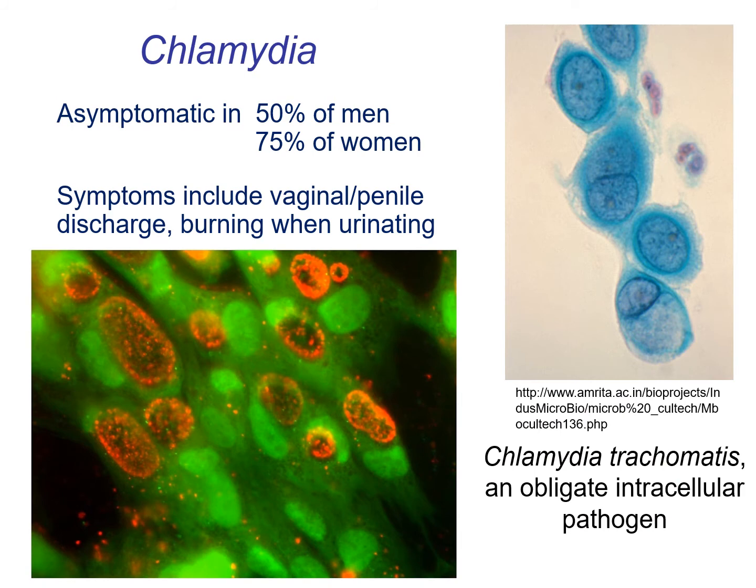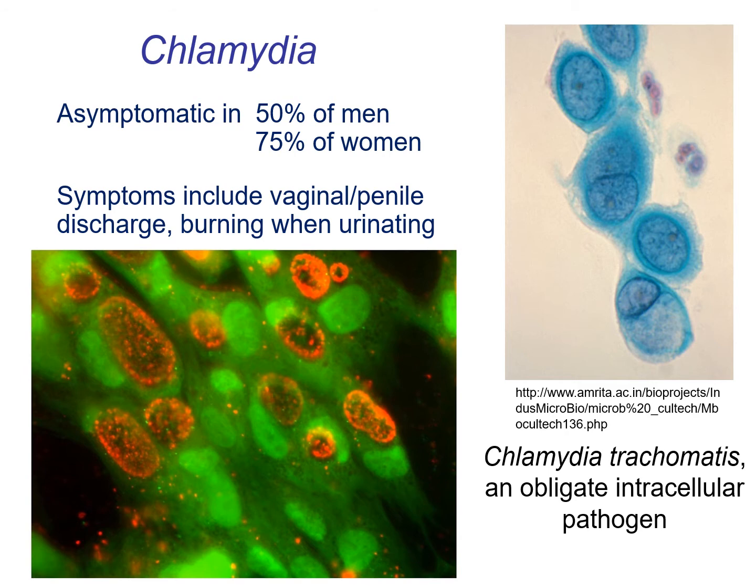So chlamydia is, as I mentioned, asymptomatic in a lot of people, especially in women. 75% of women will not show any symptoms. If you have symptoms, that consists of a vaginal or penile discharge. So you have kind of a whitish sort of thick, viscous discharge, and also a burning sensation while urinating.